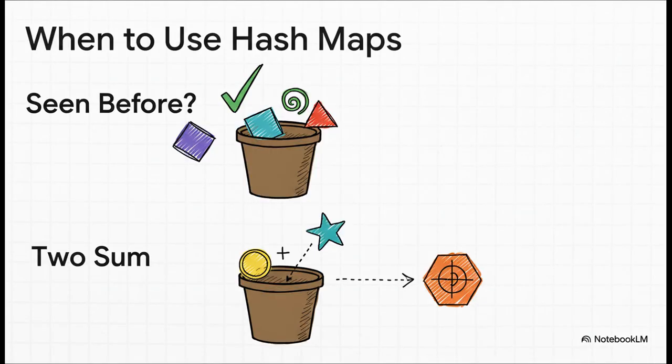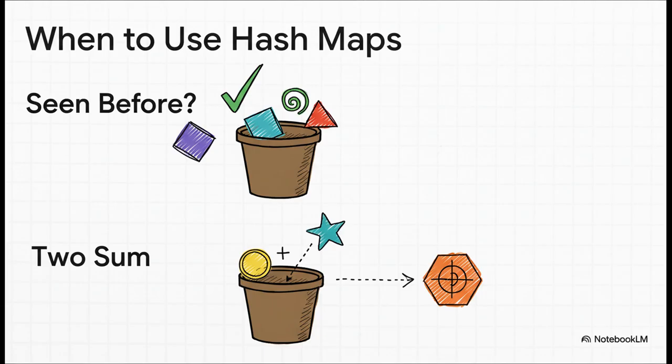So when do you use a hash map? Simple. Anytime you need to quickly ask the question, have I seen this thing before? The order of the items doesn't matter, just whether they exist or not. The absolute classic example is the two-sum problem. Given a list of numbers, can you find 2 of them that add up to a target?